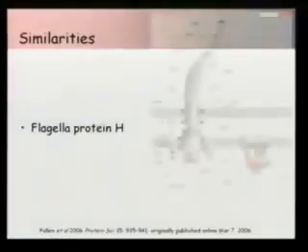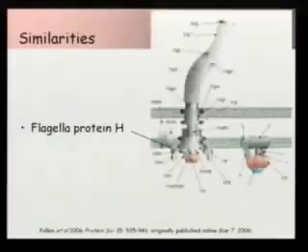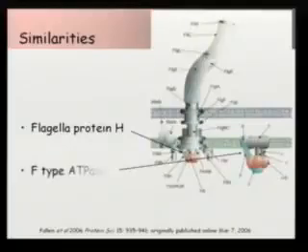And we're going to look at similarities here, which suggest to evolutionists that we could evolve from, in this case, a flagella protein H, which is here marked with the arrow in the base of the flagella. It's part of the motor that drives the flagella. And they say this is very similar to the F-type ATPase F1 protein. And here we have a diagram showing the ATPase with the similar component.